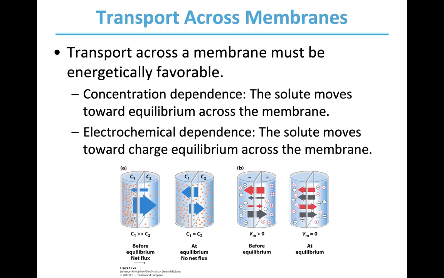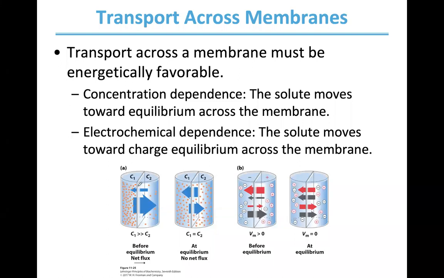So for example, if you have a solute C, and let's say this is a membrane in the middle, you can see there is a high concentration of C on one side, a low concentration of C on the other side. And so before equilibrium is reached, there will be net flux. You can see this large blue arrow, right? So most of this solute will be going left to right.